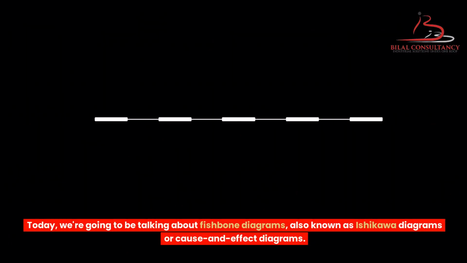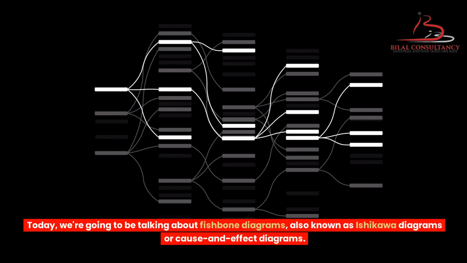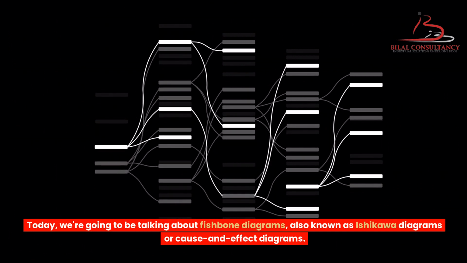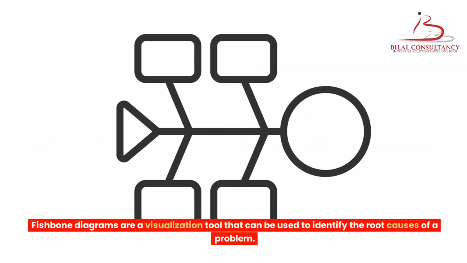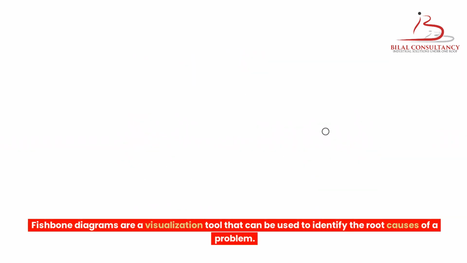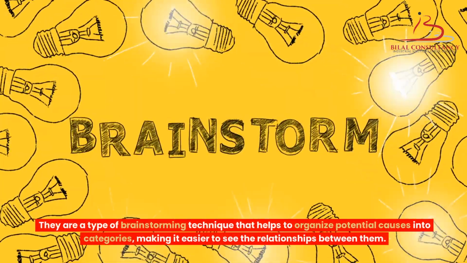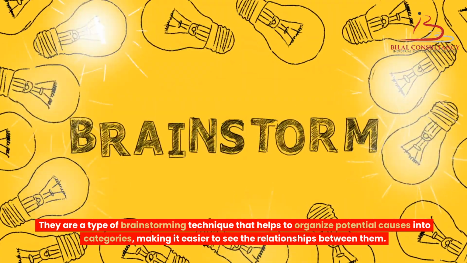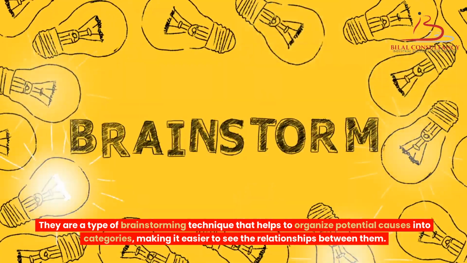Today, we're going to be talking about fishbone diagrams, also known as Ishikawa diagrams or cause and effect diagrams. Fishbone diagrams are a visualization tool that can be used to identify the root causes of a problem. They are a type of brainstorming technique that helps to organize potential causes into categories, making it easier to see the relationships between them. Let's get started.